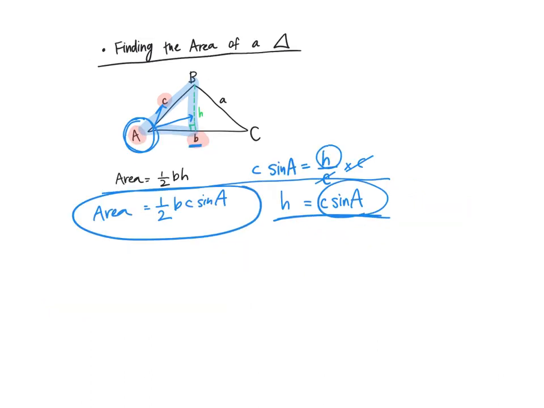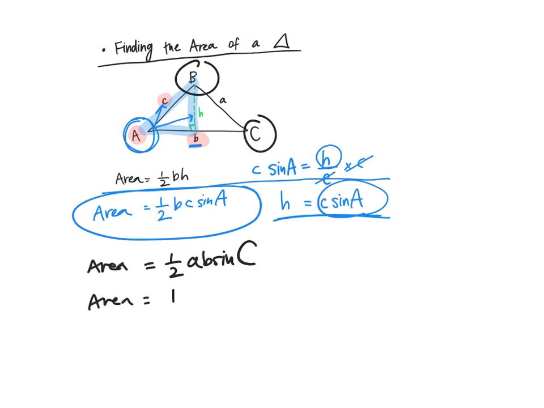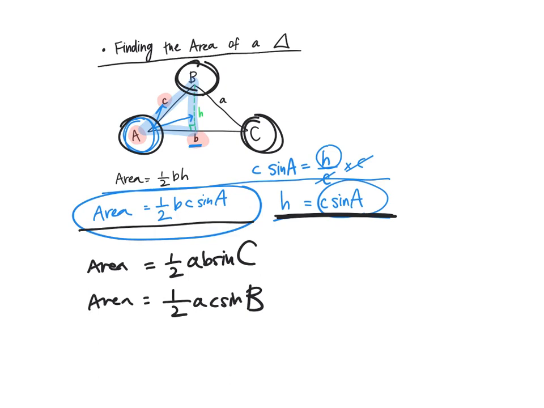Now I can do the same thing from the perspective of angle C or angle B. So we actually get 1/2 ab sine of angle C as an area formula. I could also do 1/2 ac sine of angle B. Again, this is just doing the same thing that I did here, but looking at it from the perspective of the other two angles. So the area is 1/2 bc sine of A, 1/2 ab sine of C, or 1/2 ac sine of angle B.